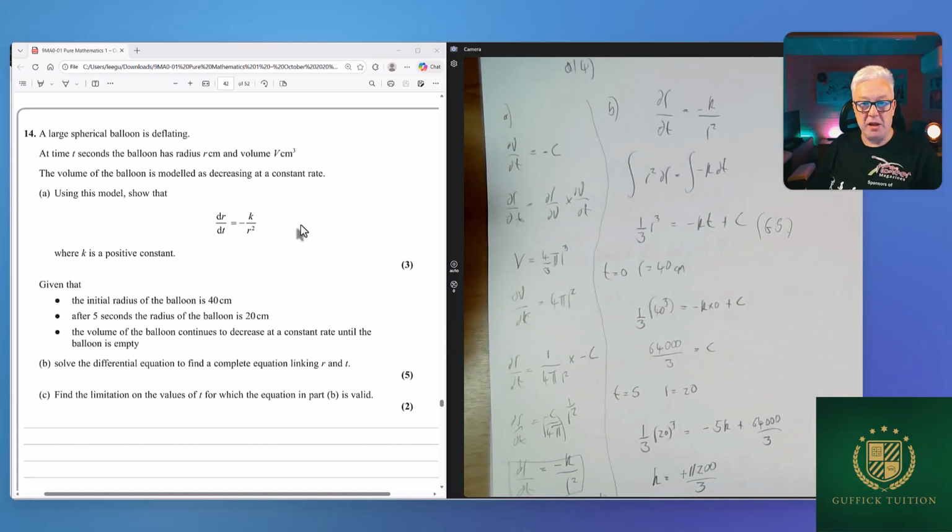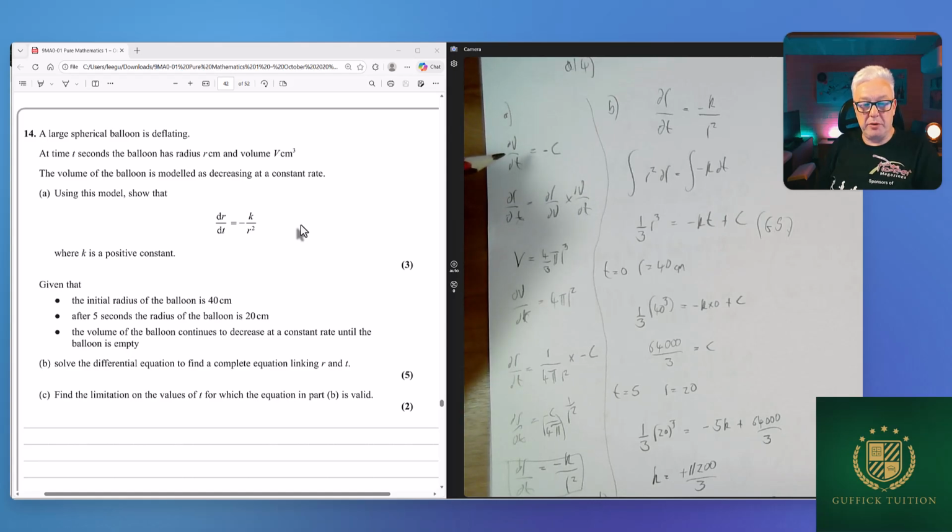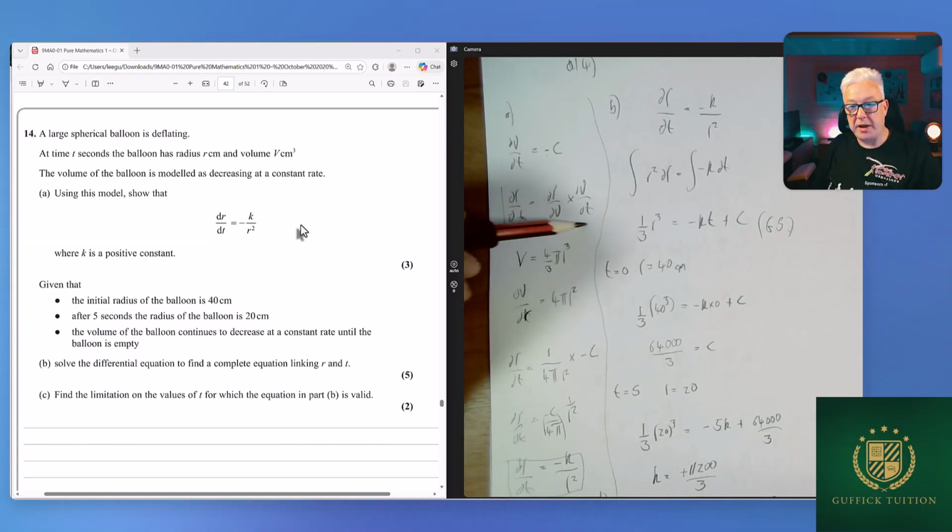Okay, so now, this is over here on this left-hand bit. The volume of the balloon is decreasing at a constant rate. So therefore, dV by dt, that's a d there, is equal to minus c. So it's negative to show the fact that it is decreasing. So minus c. However, we want an expression for dr by dt, so we need to use the chain rule.